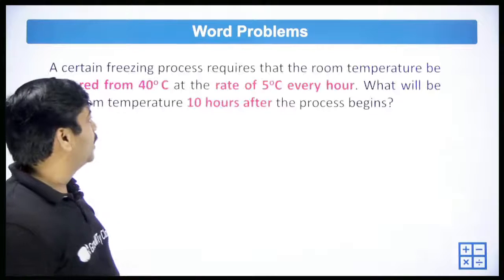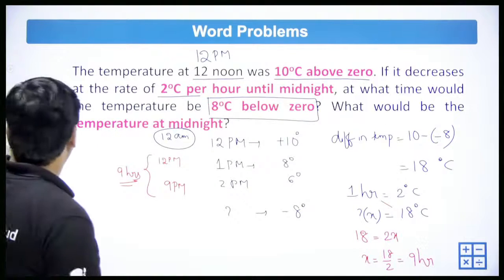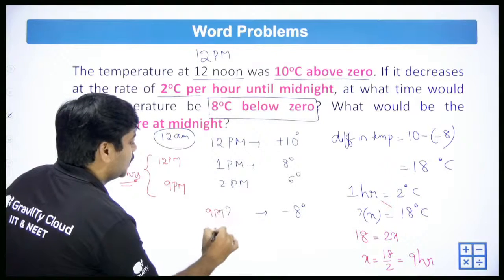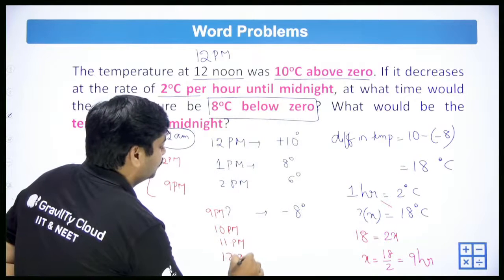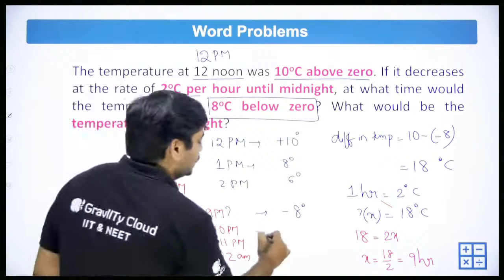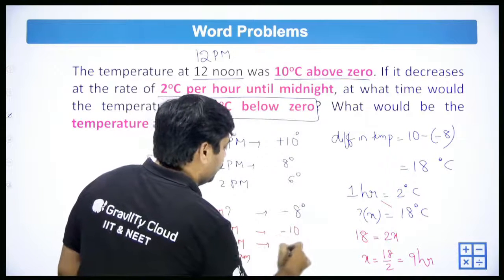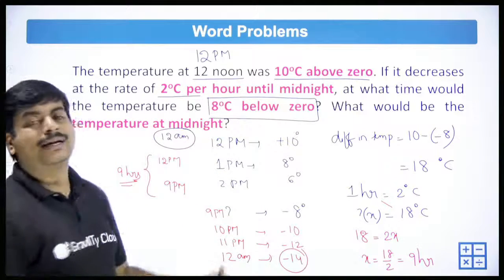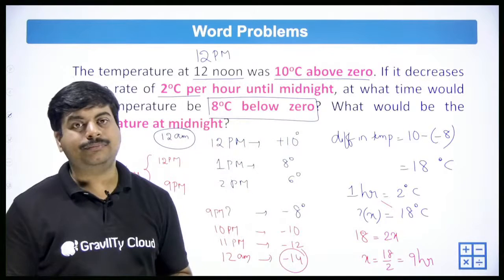Midnight means at 12 a.m. Let me see that once again. Okay, so let me tell one thing here. At 9 p.m. you are having minus 8. So 10 p.m., 11 p.m., and 12 a.m. So it is minus 8. Now 2 degrees less, you will fall to minus 10. 2 degrees, minus 12. 2 degrees more, minus 14. So at midnight, the temperature will be minus 14 degrees Celsius.